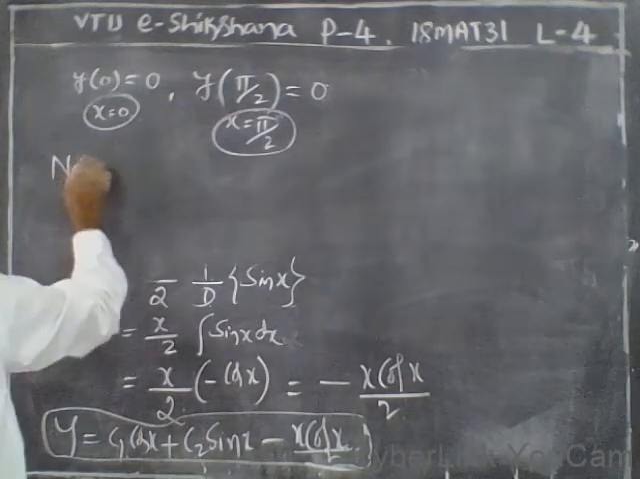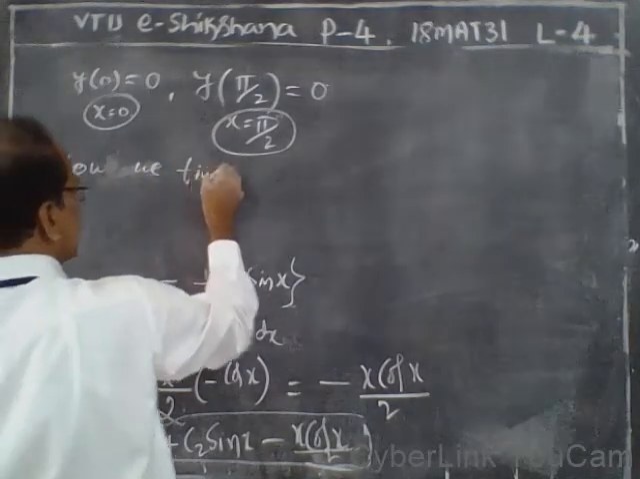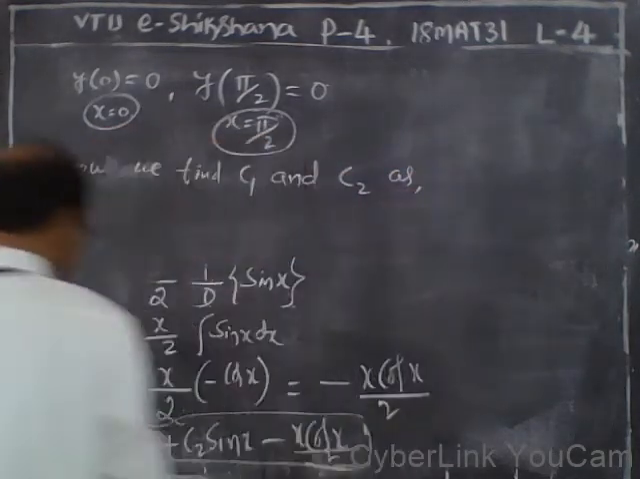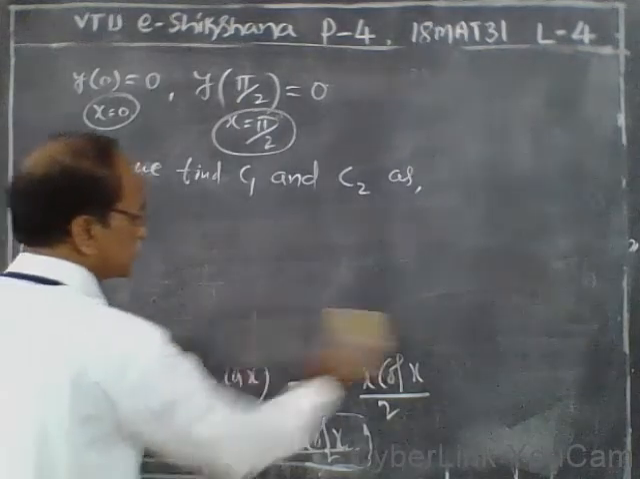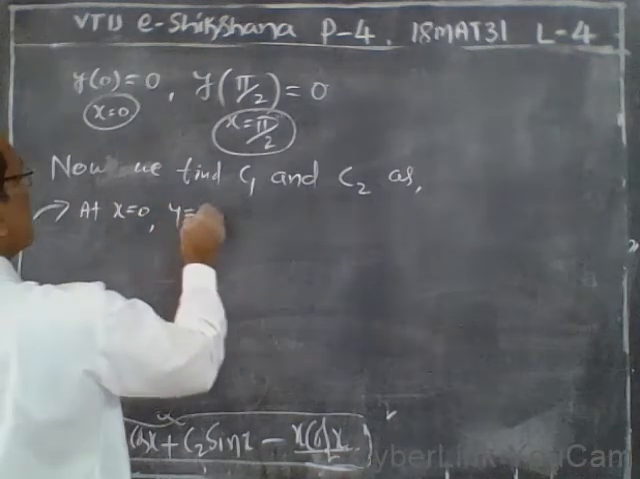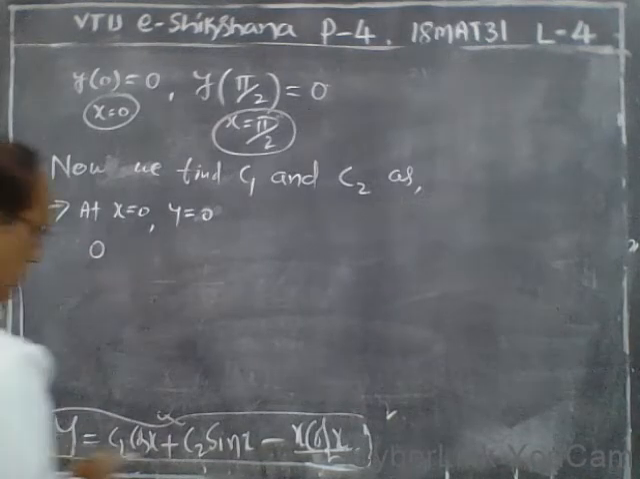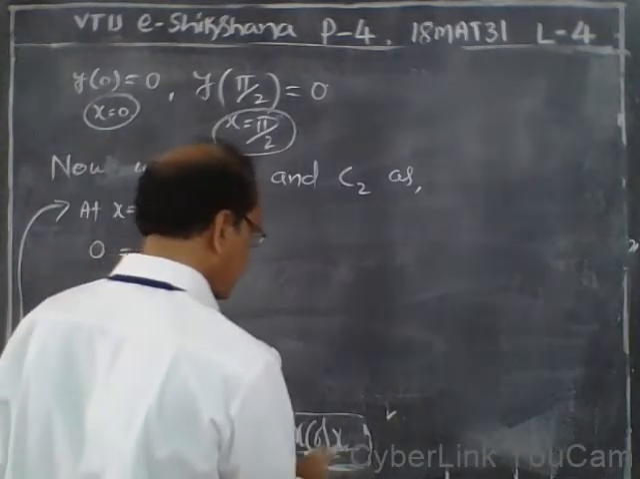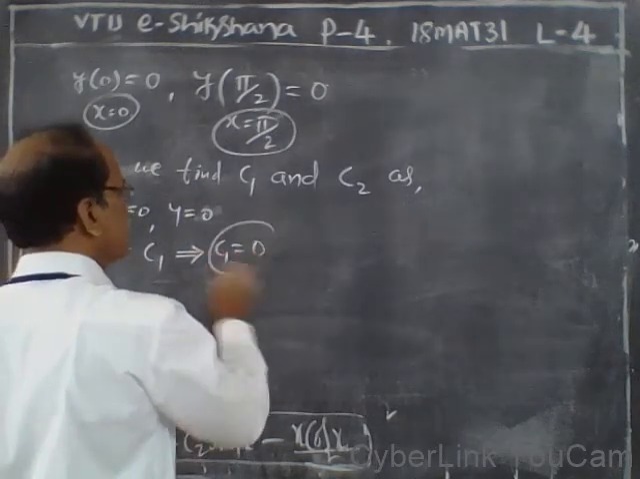Now we calculate. Now we find c1 and c2. Y, this is the solution. So from this step, we substitute x equal to 0, and y is equal to 0. Therefore, left side is equal to 0, then c1 cos 0, cos 0 is 1, sin 0 is 0, and cos 0 is 1, but x is multiplied. Therefore, c1 takes the value 0.